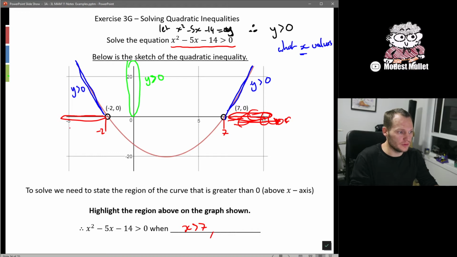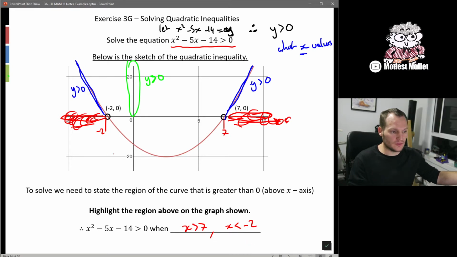But also, what about all the x values down over here on the left? They also give me a y value greater than 0, which is a requirement of the inequality, so that's fine. So I can also say x is less than -2. Okay, so there's two zones. I can make x less than -2, or I can make x greater than 7. In either of these cases, y is greater than 0, therefore the inequality is true.